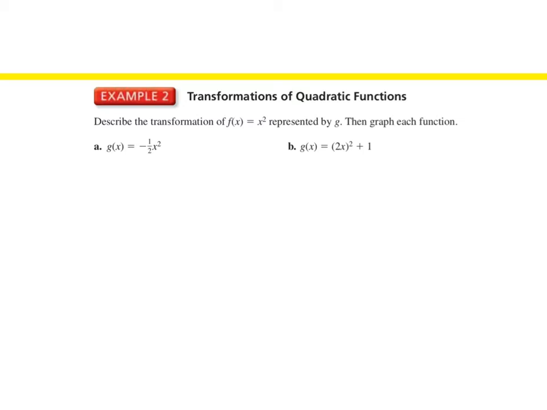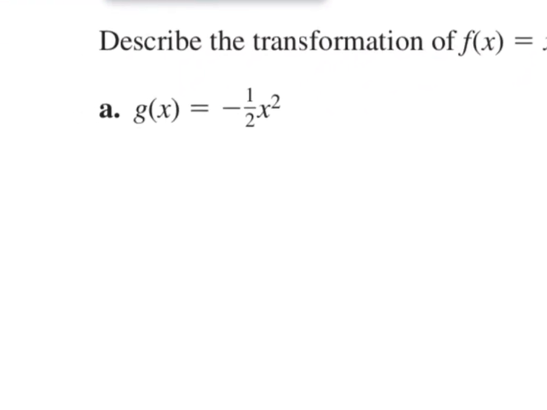Okay, we have 2 more examples here. Actually, I think we have 3 after this, so 5 more examples. Describe the transformation f of x is equal to x squared represented by g, then graph each function. So we're doing the same thing here. What does this negative here tell us? Negative on the outside. What happens to our graph when we multiply the outside by a negative? Reflection. A reflection on what axis? The x. Perfect, a reflection on the x-axis.